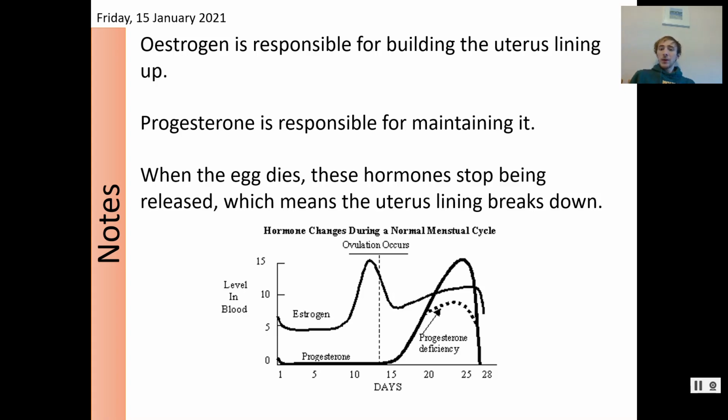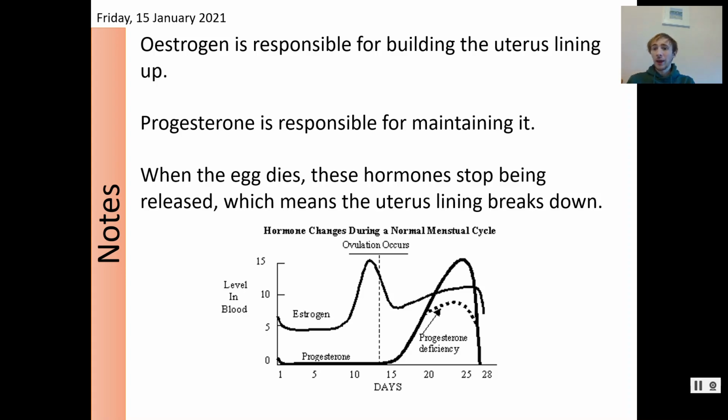Another key point: when the egg dies, that's why the uterus lining breaks down, because the egg is the one who releases these hormones. The ovary initiates these hormones, but the egg takes over and releases them. So when it dies, suddenly there's a lot less estrogen and progesterone, and the lining is lost.